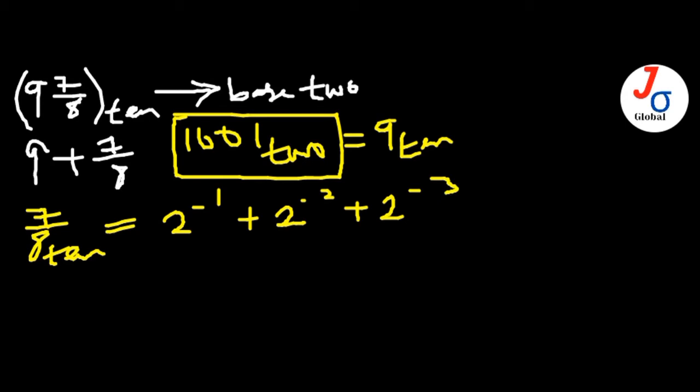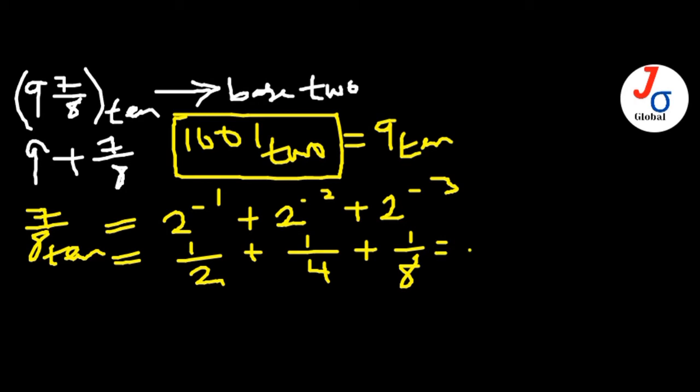So writing this in fraction, I'm going to get 1 over 2 plus 1 over 2 raised to the power of 2 is 4, plus 1 over 8. If I do the LCM of this, would I get 7 over 8? Let's try that. LCM is 8. 8 divided by 2 is 4. 4 times 1 is 4. Plus 8 divided by 4, you have 2 times 1 is 2. Then plus 8 divided by 8 is 1. So I have 7 over 8.